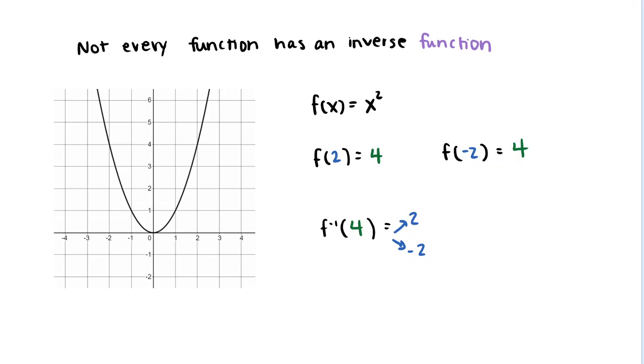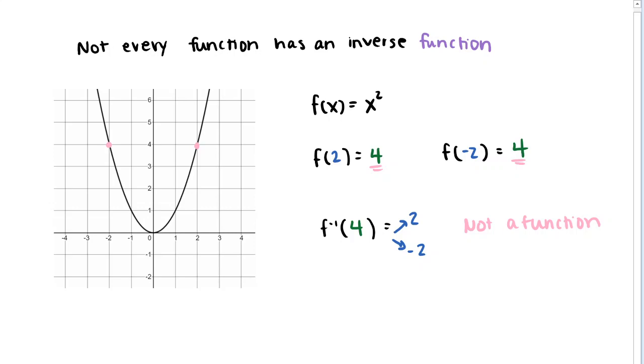And so here, this is not a function, right? A function takes an input to one specific output, and that's not the case here. This is not a function. And so the fact that we got 4 as an output twice from this function is making it so that this function does not have an inverse function. And so graphically speaking, the fact that this function has 2 points that lie horizontal to one another that have the same outputs makes it so that we don't have an inverse function.